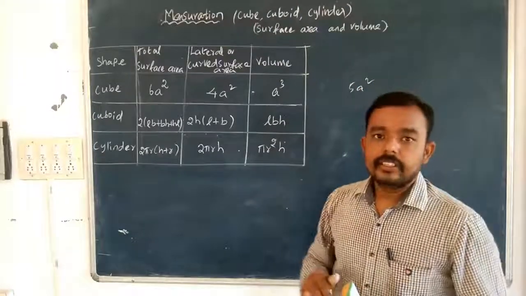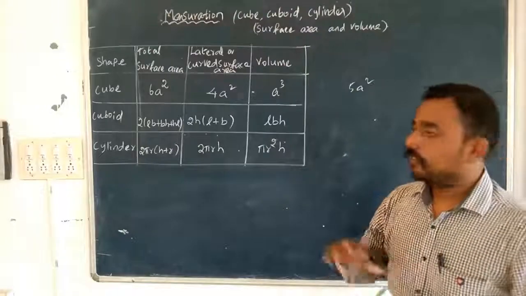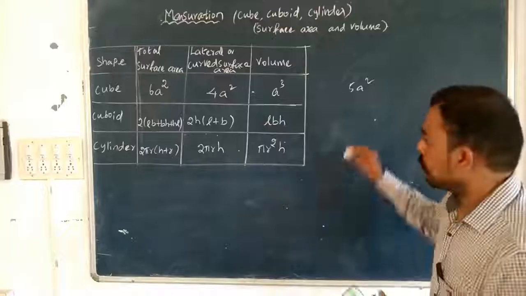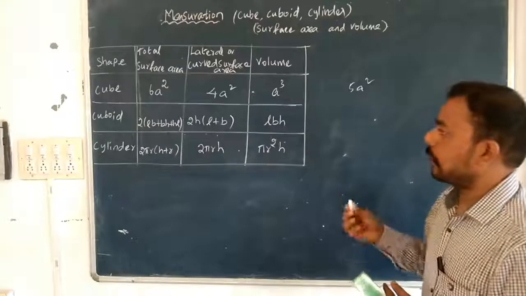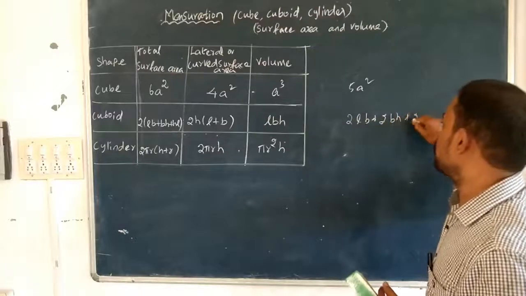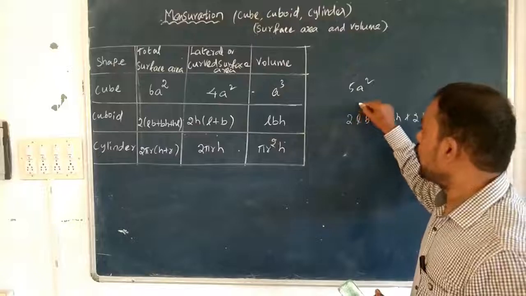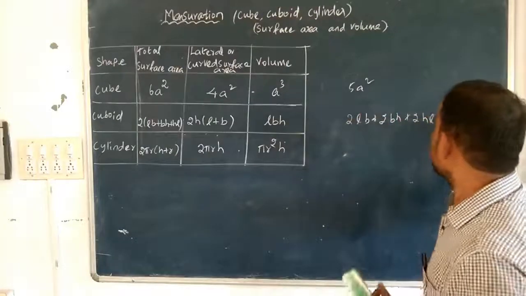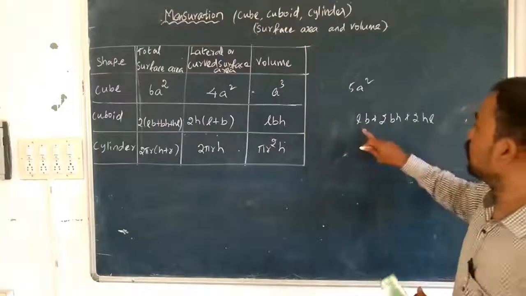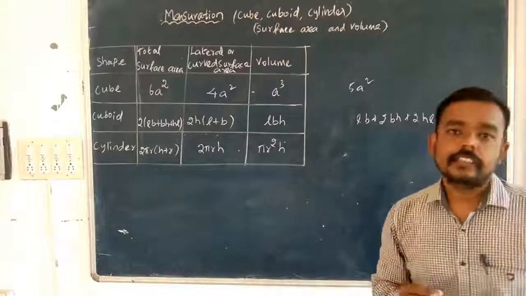The same way, the top side of the cuboid is L and B. Just how to write that surface area, remaining 5 sides we need. It's important. 2 into LB plus 2BH plus 2LH, this is the meaning of the surface area formula. So for that remove 1 LB, minus LB. So LB, 2 LB minus LB, we can write LB plus 2BH plus 2LH. So like that we need to analyze the formulas also.